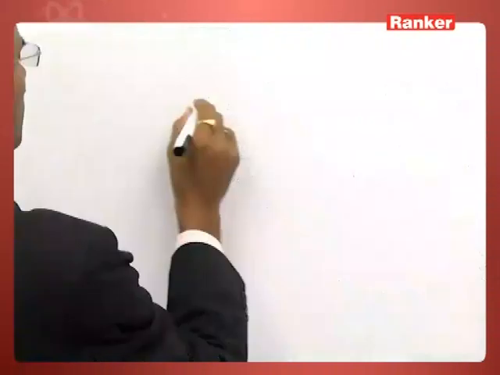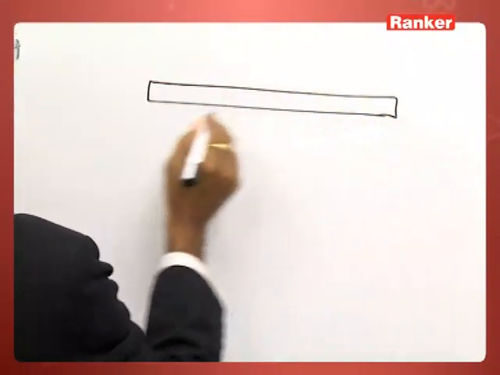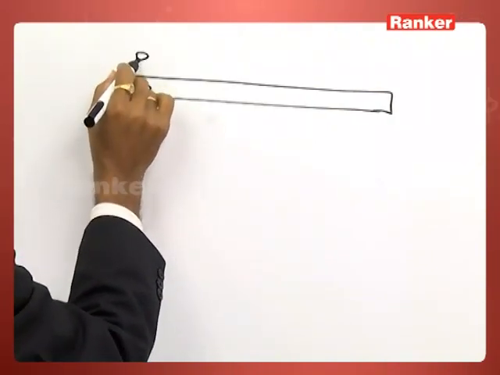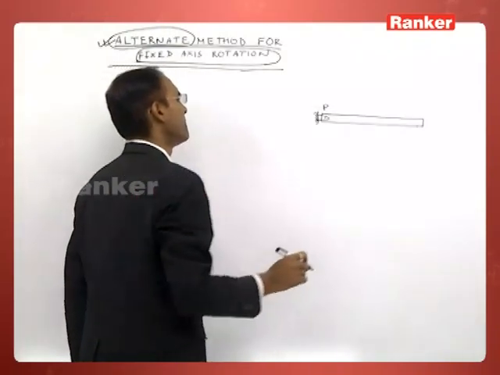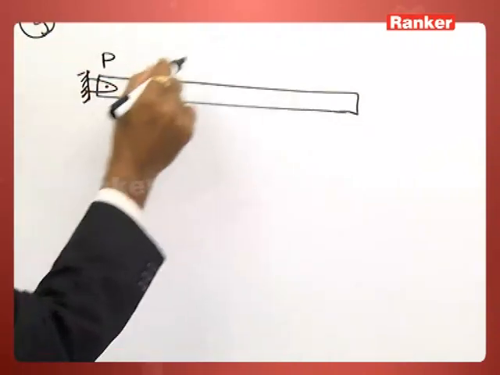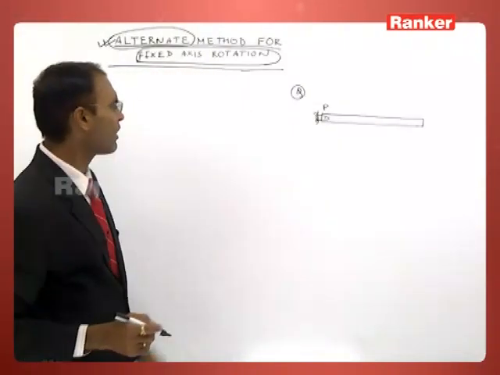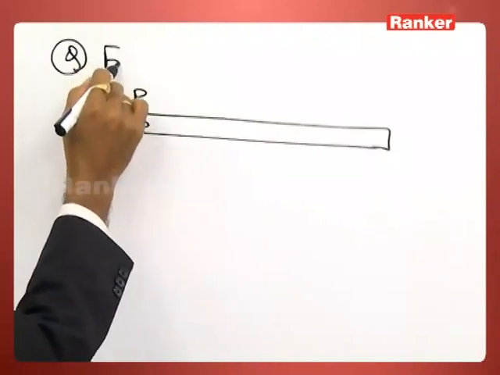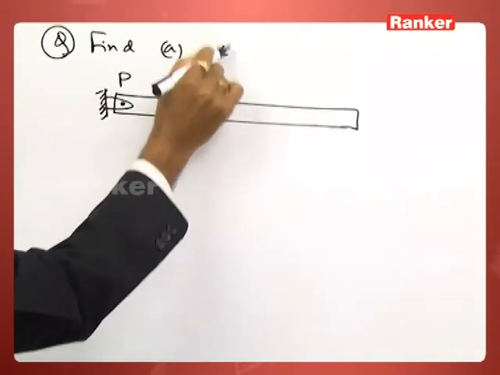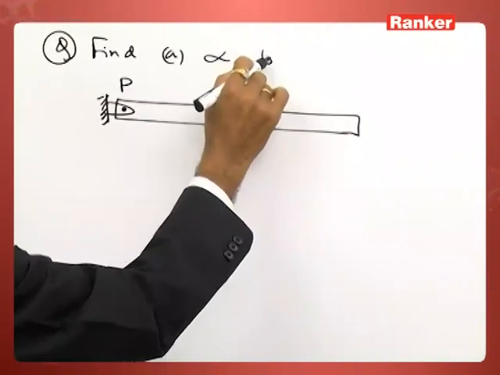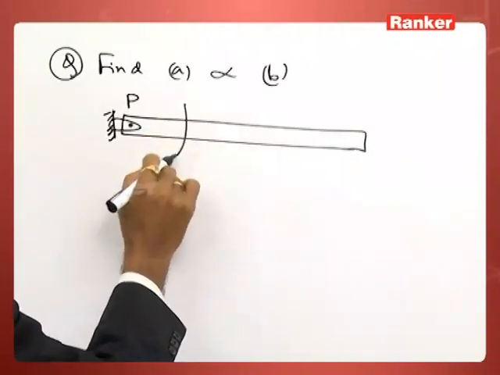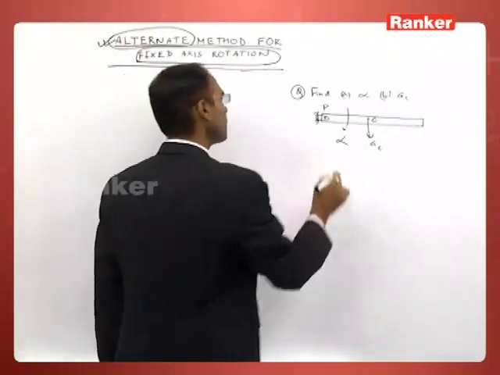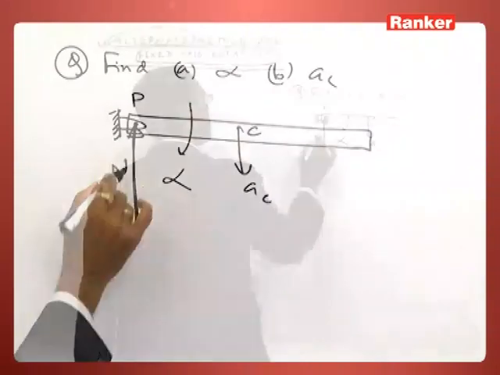Let me take some examples. This rod is pivoted at one of its ends freely. If you release the rod, at this instant, find the angular acceleration, find the acceleration of the center of mass, and we need to calculate the normal reaction.